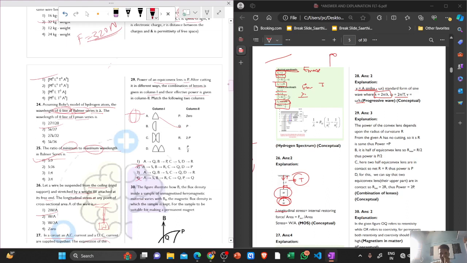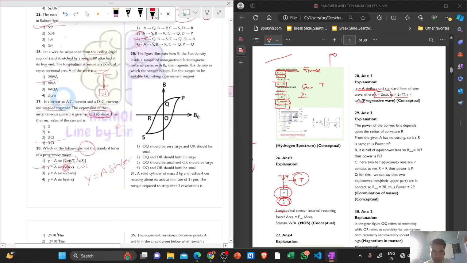Now taking B. As it is cut in this way, its radius of curvature goes down to R by 2. So power will decrease, because power depends on the radius of curvature, and as radius of curvature decreases, power decreases. R is becoming R by 2, so power is becoming P by 2. Option number third will be the correct answer. Simply you need to eliminate the two options and it is the correct answer.